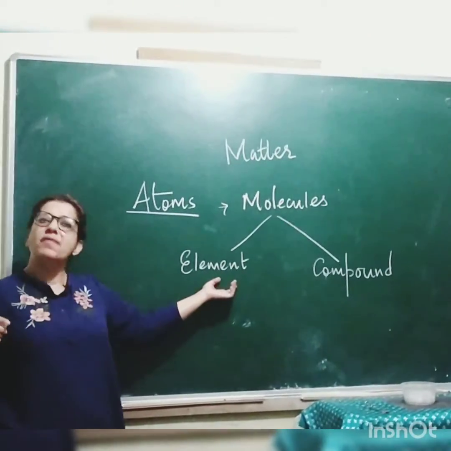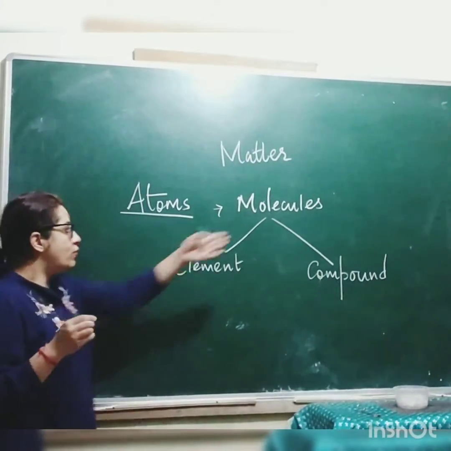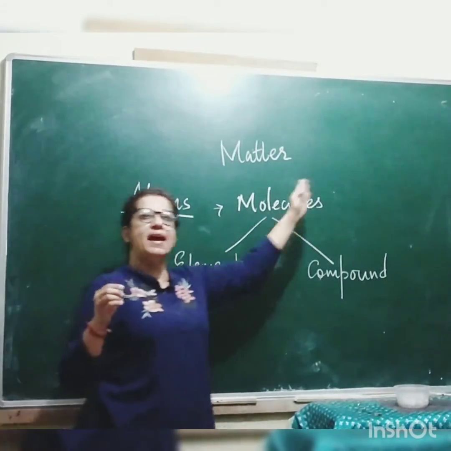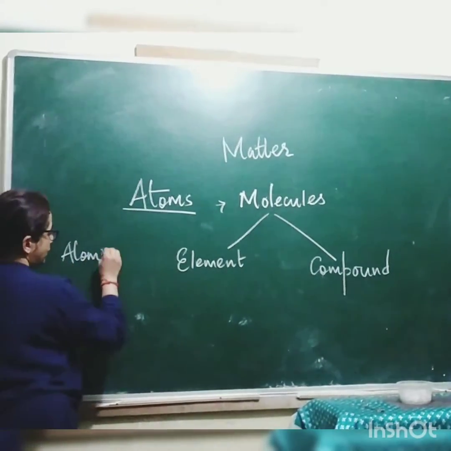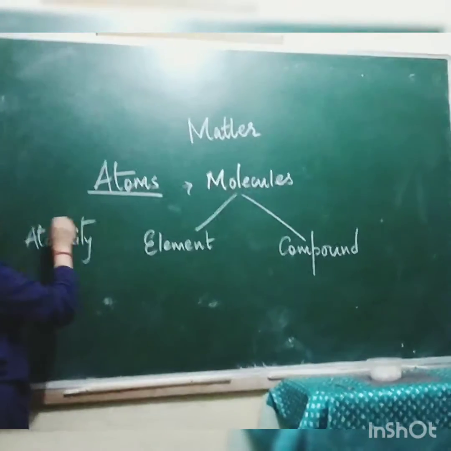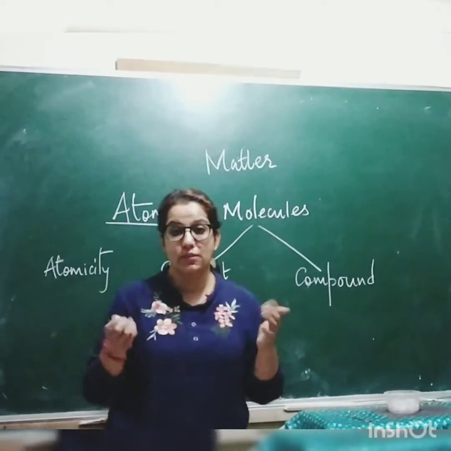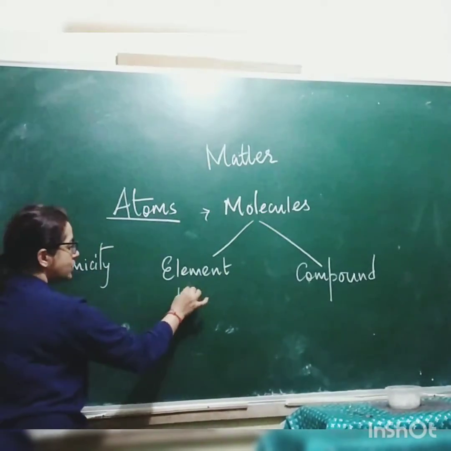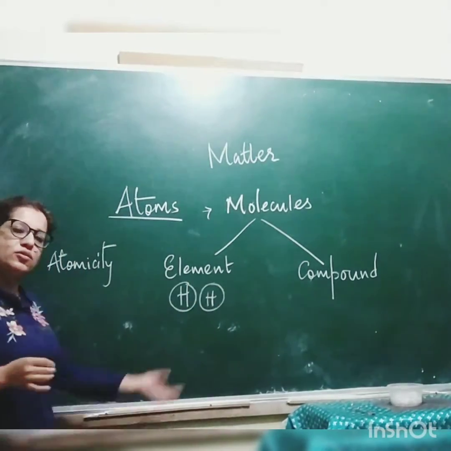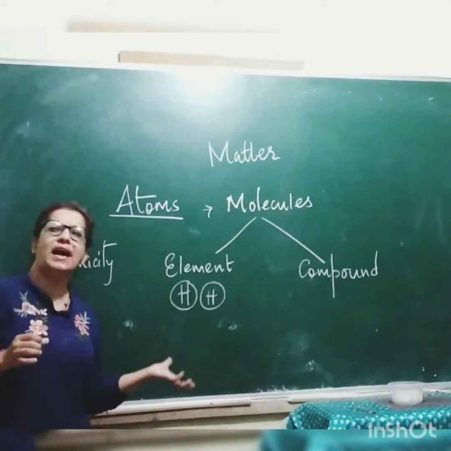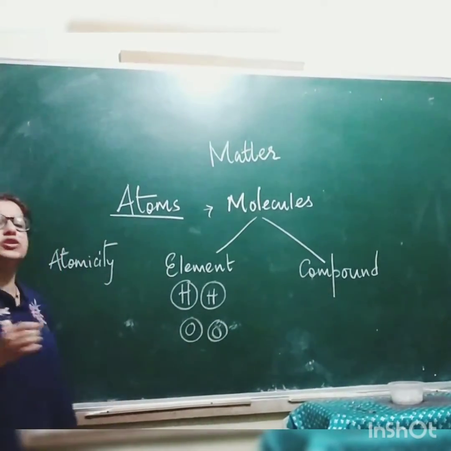So the number of atoms present in an element forms the molecules of an element. We also call it atomicity. Here the molecules of an element are made up of only one type of atoms. Like suppose hydrogen element is made up of two atoms of hydrogen. So they are made up of only hydrogen atoms. Oxygen is made up of only oxygen atoms.